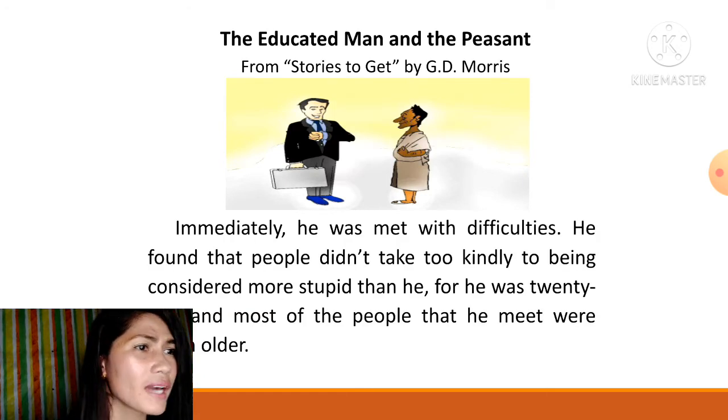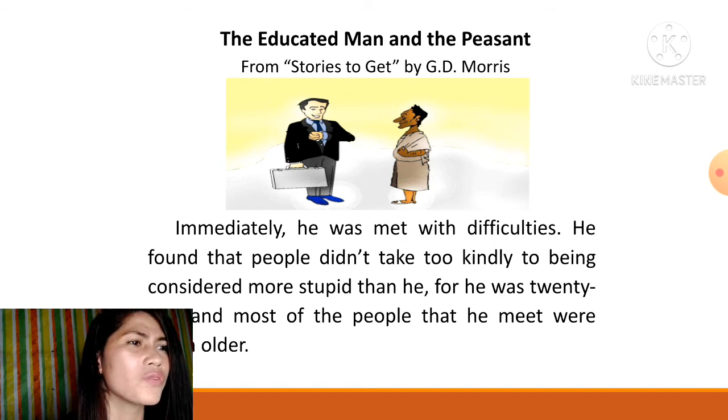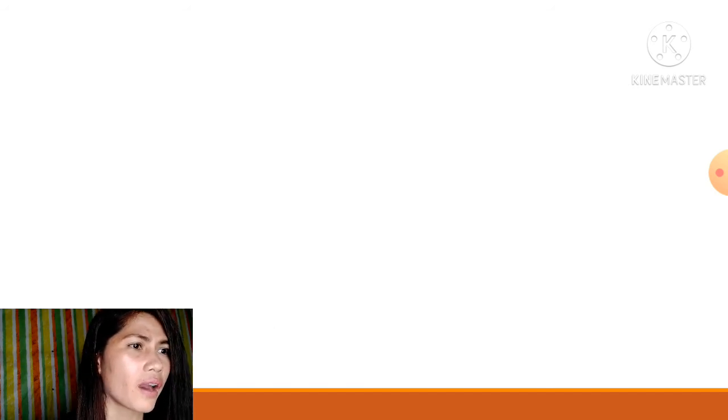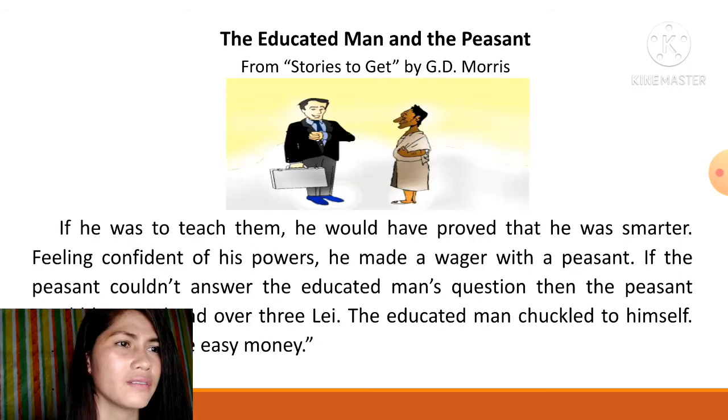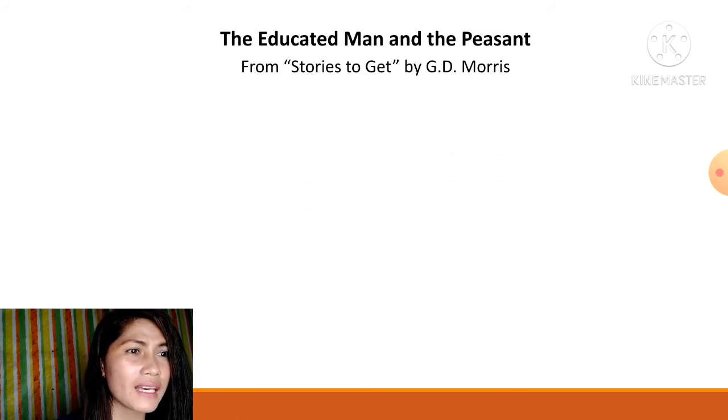Immediately, he was met with difficulties. He found that people didn't take too kindly to being considered more stupid than he, for he was 22 and most of the people there that he met were much older. If he was to teach them, he would have proved that he was smarter. Feeling confident of his powers, he made a wager with the peasant. If the peasant couldn't answer the educated man's question, then the peasant would have to hand over 3 li. The educated man chuckled to himself. This is going to be easy money.